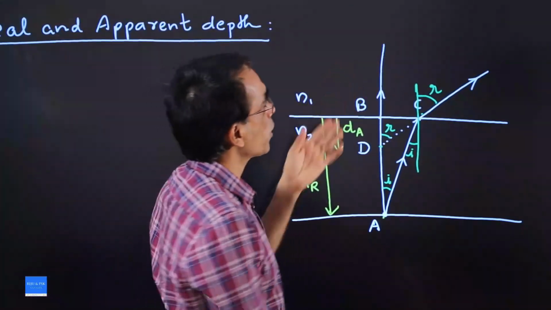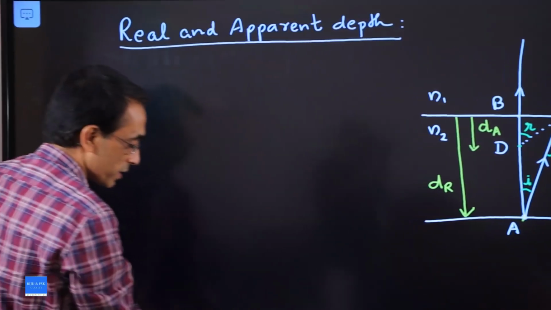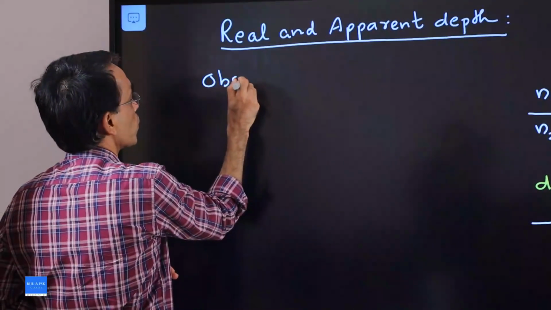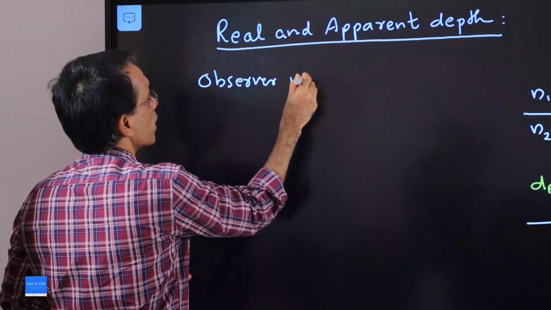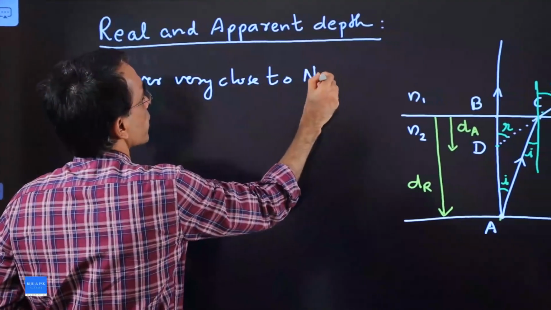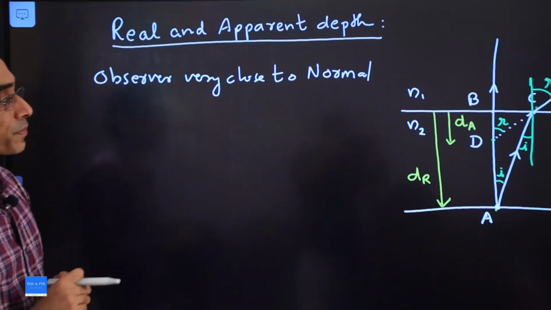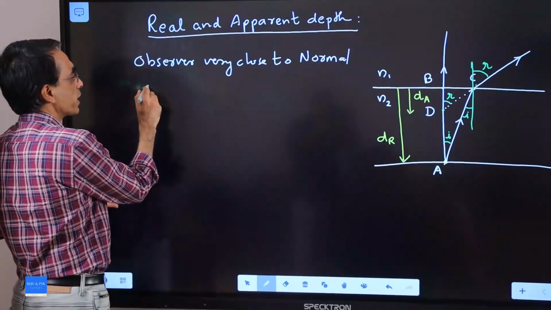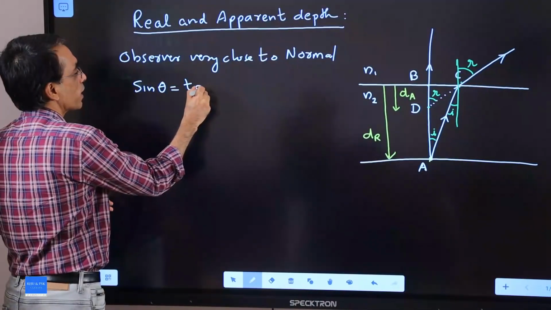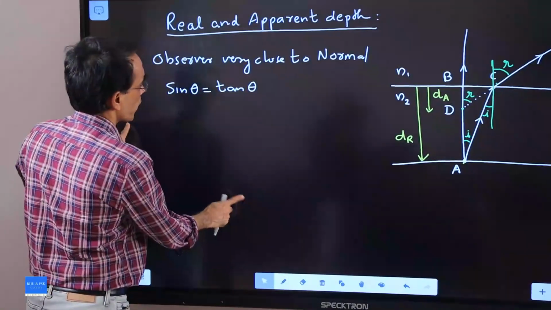And for an observer very close to the normal, because this is a normal, that is an important point. For an observer very close to the normal, all angles will be very small. Then I can write sin theta as tan theta. That's a point: sin theta can be written as tan theta for small angles.